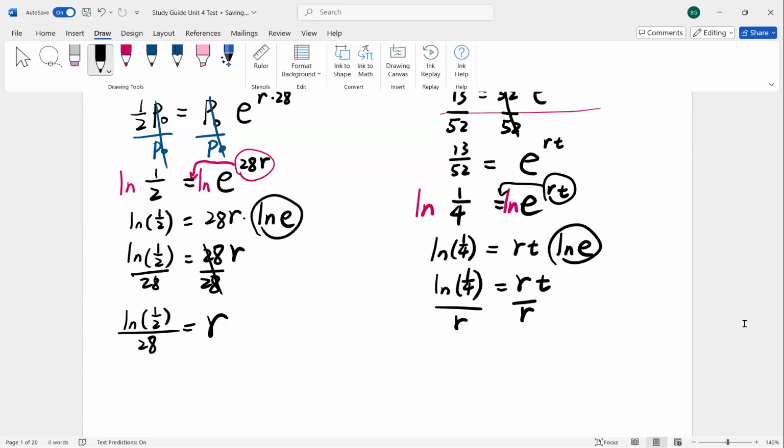It wasn't at the beginning, but we figured out this is the value of r. So r is known right now. So divide each side by r, we cancel r.